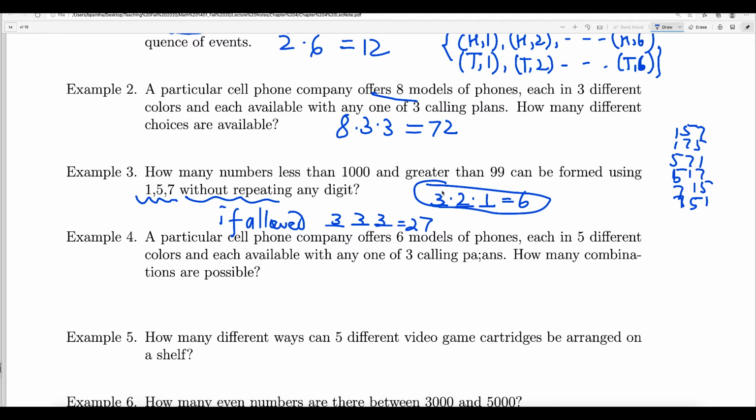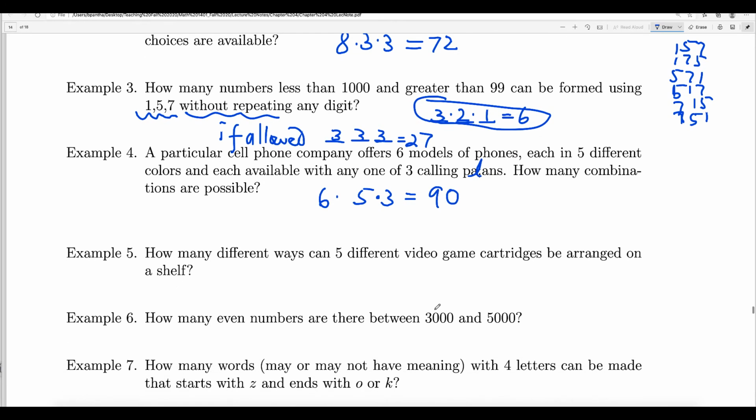Example number 4. A particular cell phone company offers 6 models of phones, each in 5 different colors and each available with any one of 3 calling plans. How many combinations? This is similar to example number 2, right? So there are 6 different models, 5 different colors, and 3 calling plans. So it will be how much? 30 times 3 is 90 different possibilities. So you can pick 90 different plans there.